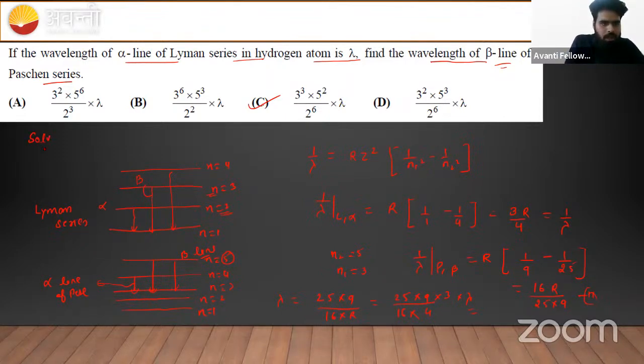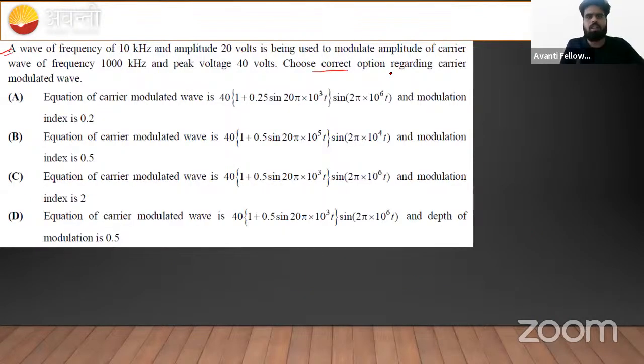What is the concept of the alpha line and beta line for different types of series? Now this is a question asked from the communication system, and what is asked here is: what is the equation of the modulated wave? So guys, first of all, such types of questions are generally asked from this topic, so we have to know how we can write down the equation of the modulated wave.